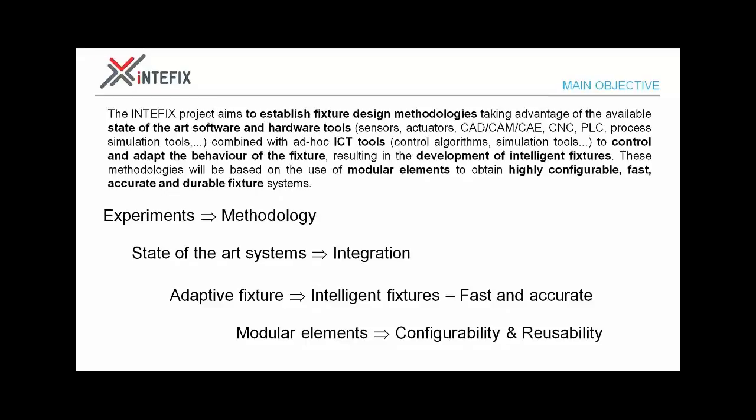And finally, the modular elements are something that I have commented on before. That is, we try to make modular elements in order to get an easy configurability of the new fixtures, and also be able to reuse the expensive elements like sensors and actuators in new fixtures or on new applications, machining or other processes.